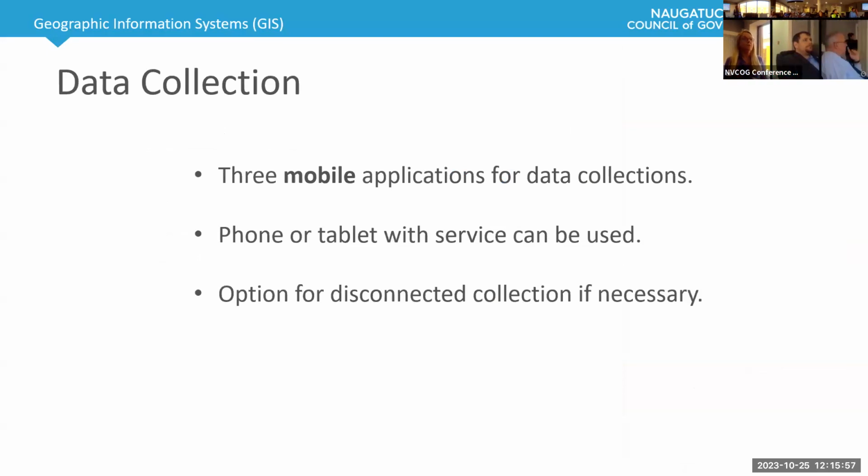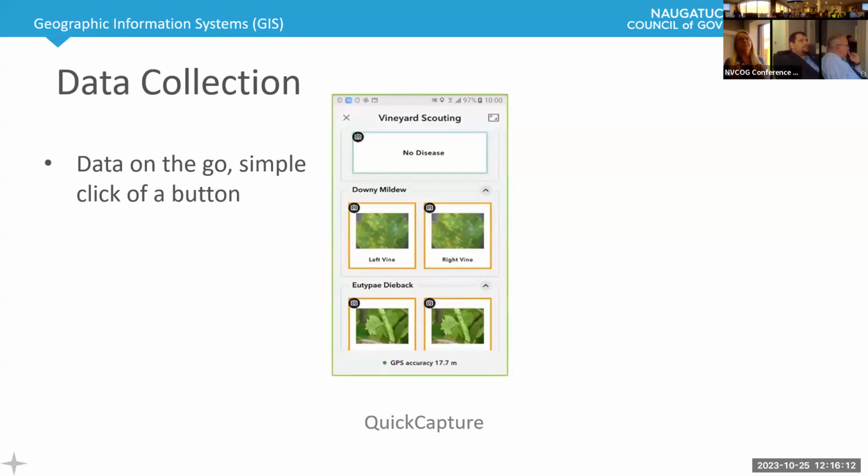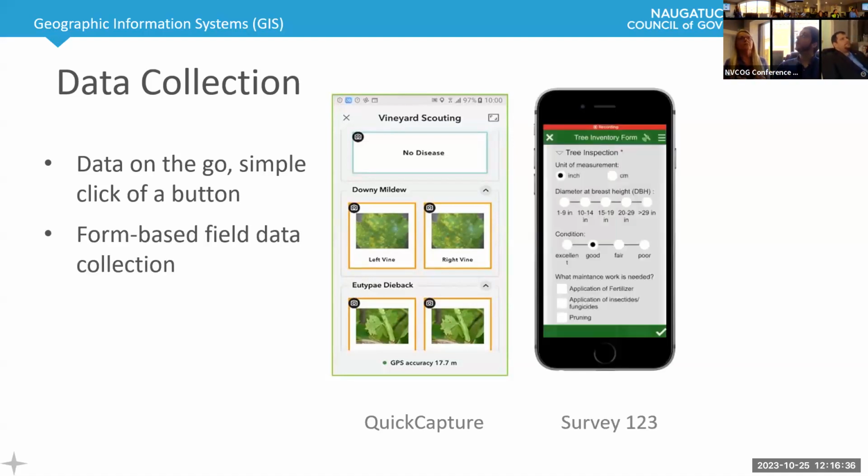So, data collection. There are three mobile applications that are commonly used for data collection, and they can usually be used on the phone or a tablet with service, and there is the option for disconnected collection if necessary. If you're looking for a simple, one-click-of-the-button option, or if you're on the move, Quick Capture is a simple app that you can just have on your phone or your tablet and very quickly capture a point where its spatial location is.